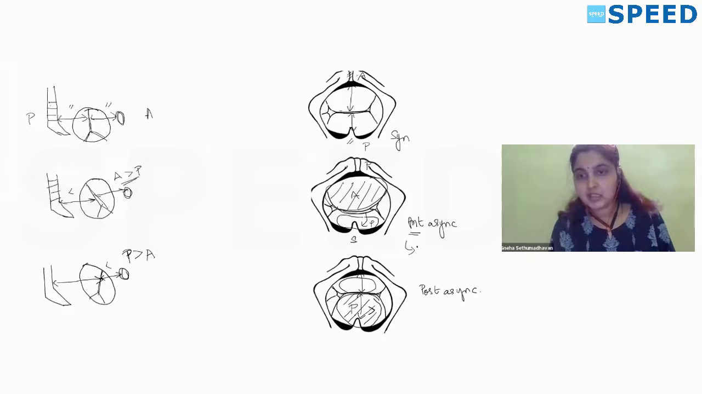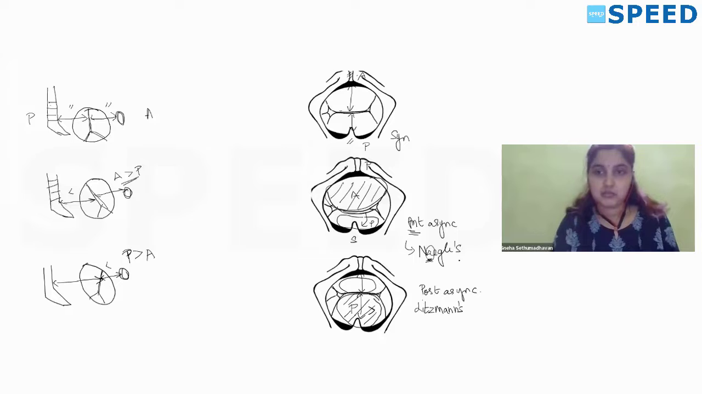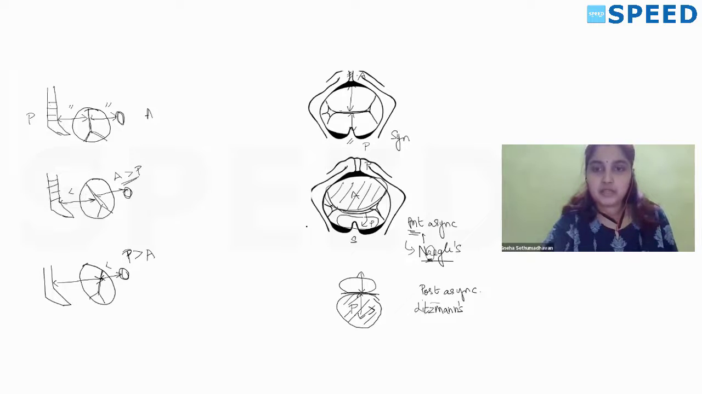Anterior asynclitism, the other name is Neagley's asynclitism. An easy way to remember is anterior A, Neagley's N. After N, the first word is A. Posterior asynclitism is otherwise called Litzmann's asynclitism. All right. So remember Neagley's for anterior, and so the other name will be for posterior. So the answer to the question will be posterior asynclitism.